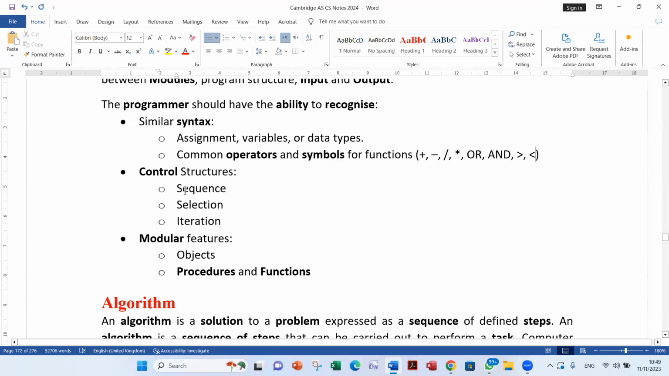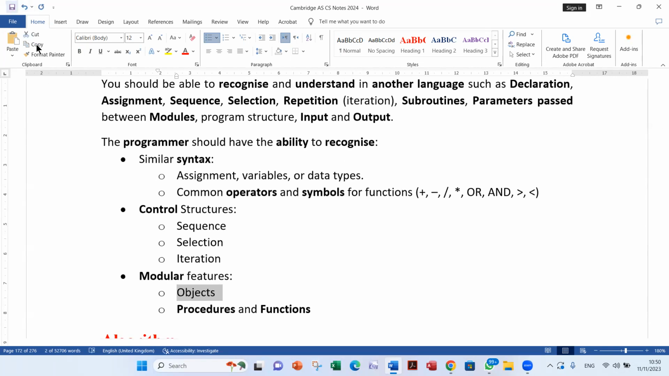Control structure: sequence, selection, iteration. Selection is if then else. Iteration is a loop: for, while, and repeat until. Module, objects, procedures, and functions. Object is about object-oriented programming. We will study nothing about object-oriented programming in the AS. We will study it in the A2, inshallah. Maybe now I can find some questions.